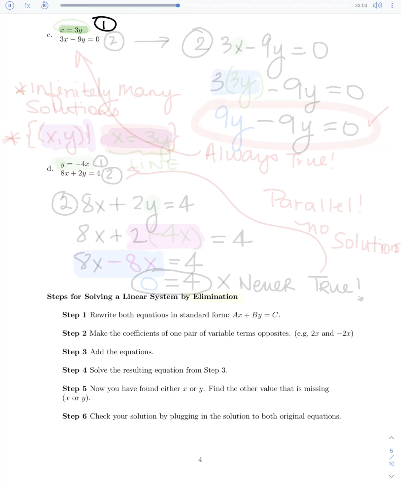But if I'm going to do that, then I still have to plug it into my second equation. So I'm going to take my second equation, the 3x minus 9y equals 0. And what this first equation says is I can replace x's with 3y. So I'm going to replace the x with a 3y. Again, don't forget your parentheses. Anything else in your equation is going to stay the same.